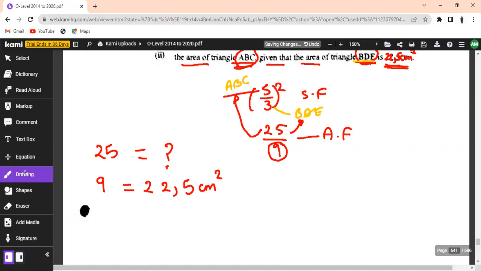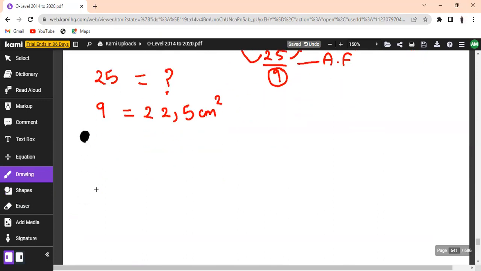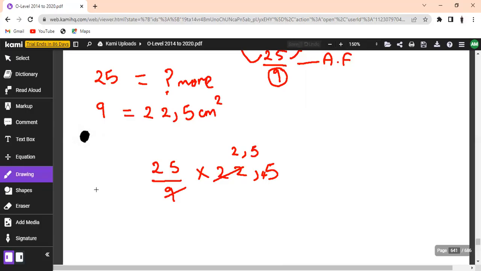So what is the area now of our triangle ABC, which is the bigger triangle? It's now a matter of simple proportion, and this is how you work out your similarity, guys. This one is going to be more, so let's take our ratio. It's going to be 25/9 times 22,5. So you can reduce 9 into this. 9 into 22 is 2, into 18, a remainder of 4, and into 45, which is 5. So you're going to be left with 2,5 and 25.